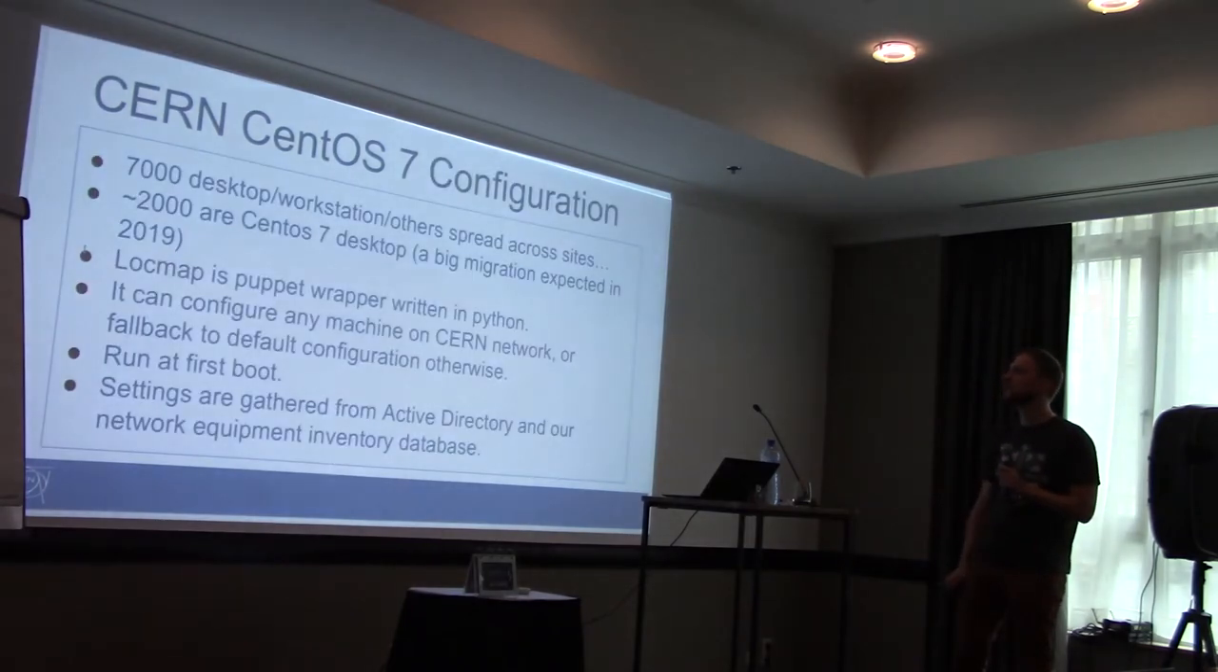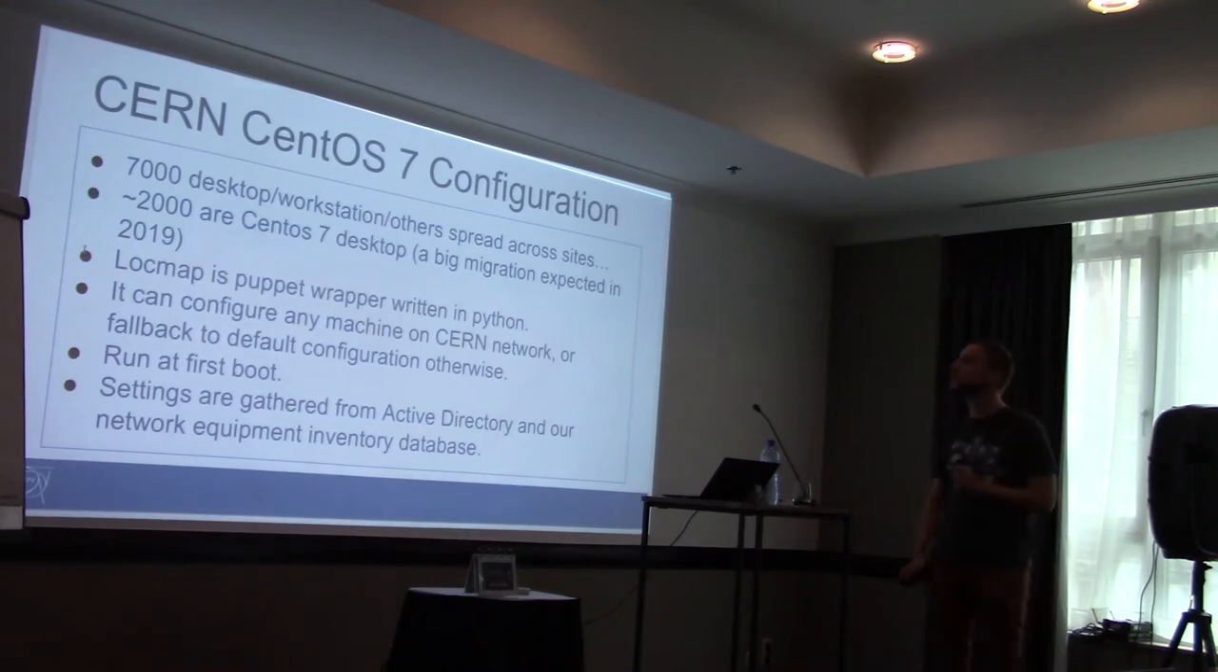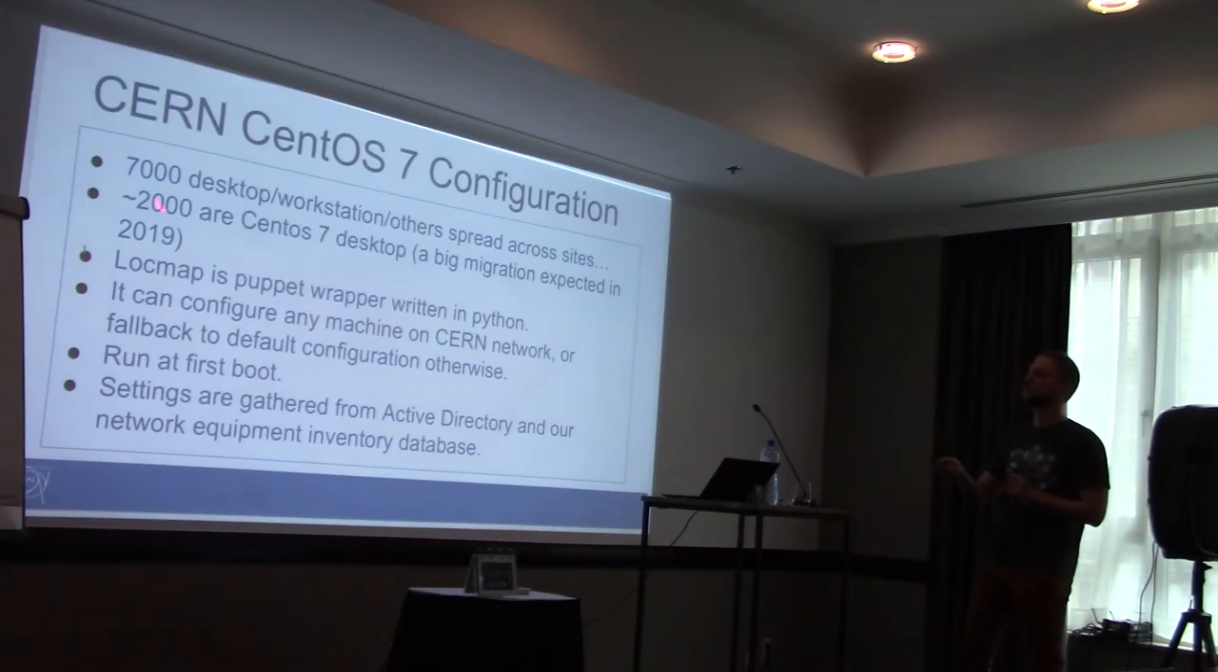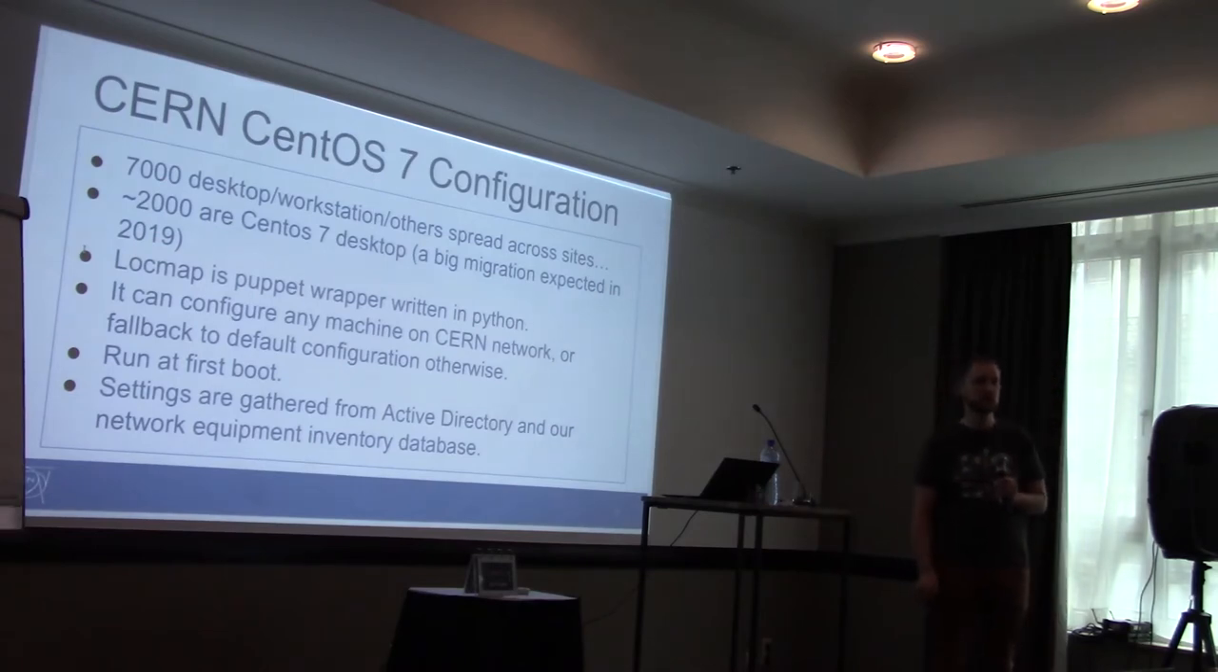That's pretty much it. So this is a few numbers now. We have 7,000 desktop workstations spread across sites that are doing updates every day. So it means that we have 7,000 devices that are managed by users, not by us. So this is what we are aiming to configure with masterless Puppet. There are around 2,000 CentOS 7 desktops upgrading every night. And of course, it's a small comparison to the total number because a lot of the experiments are still running Scientific Linux 6 on the desktop.